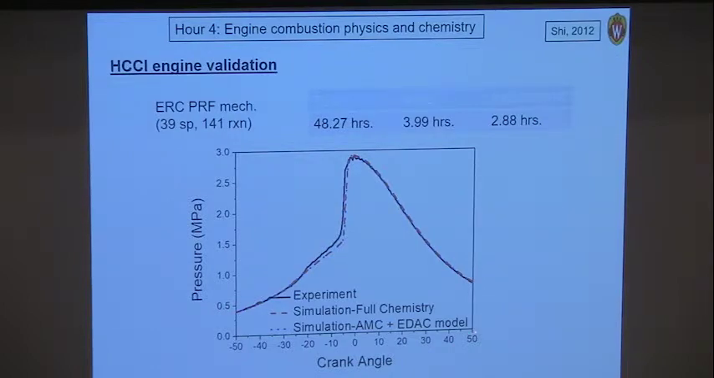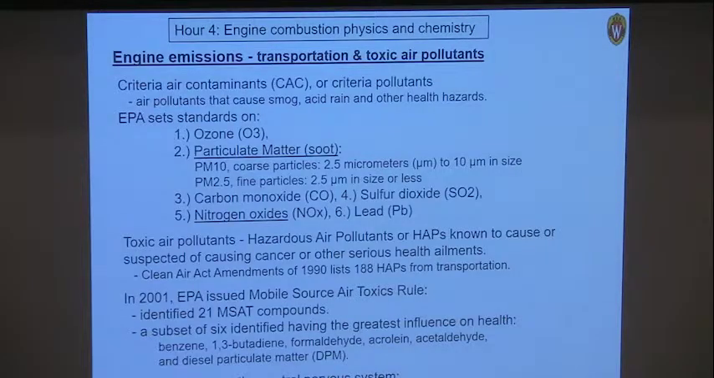This is cylinder pressure versus crank angle. Experiment is shown by the black line. The simulation using full chemistry took 48 hours, 2 days. Using the adaptive mechanism approach brought that down by an order of magnitude, and then an additional 50% reduction with the elimination of unnecessary reactions. So this allows you to look at a problem that used to take 2 days in 2 hours. So you can actually study a lot of combustion variables with this type of speed up.